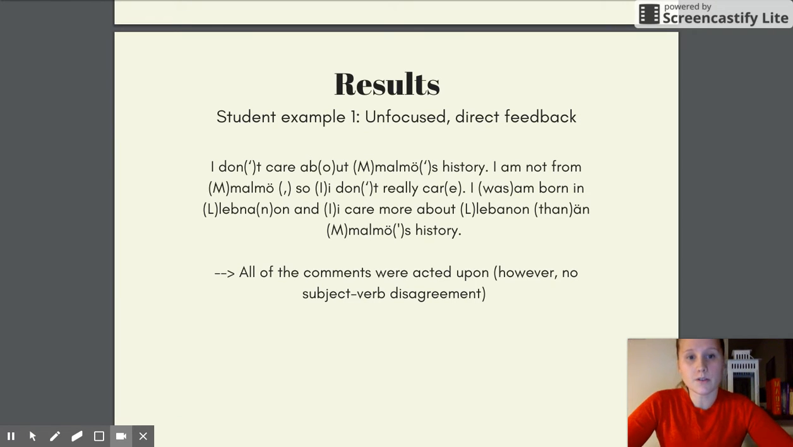And here you can see the results. We have errors concerning capitalization, however, not subject-verb agreement. And all of the comments were acted upon. It was simply for the students to copy-paste my comments.